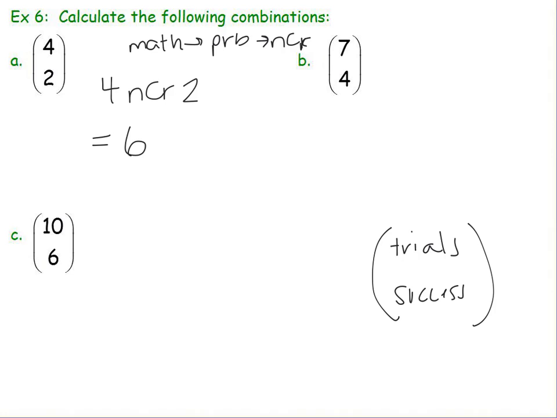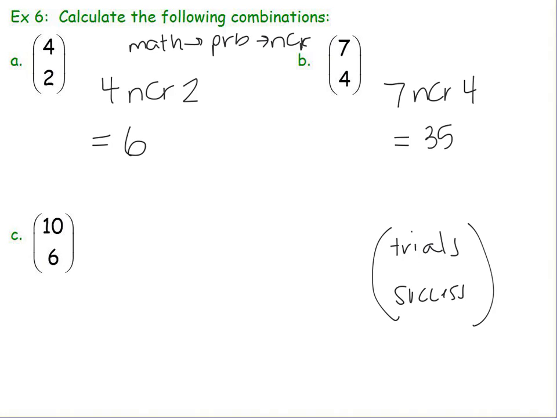So same thing with the next one. You would type in the top number first. By the way, the top number will always be the bigger one also. Then you would hit the math button. You go over to PRB, go down to the option for the nCr, and then you would put in the number 4. And if you did it correctly, your calculator should spit out 35.